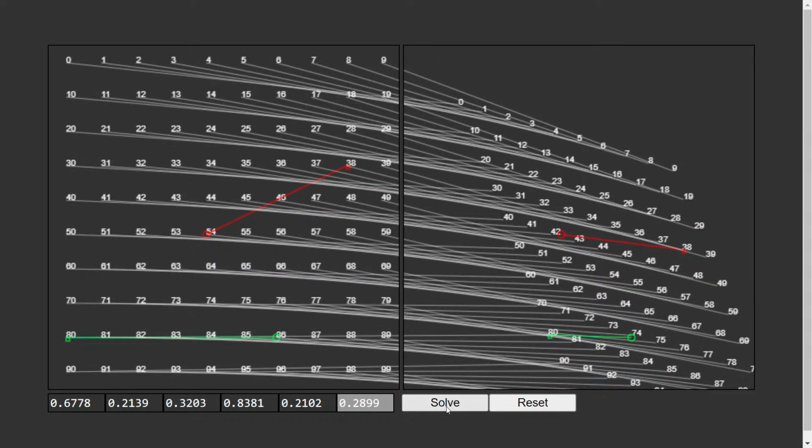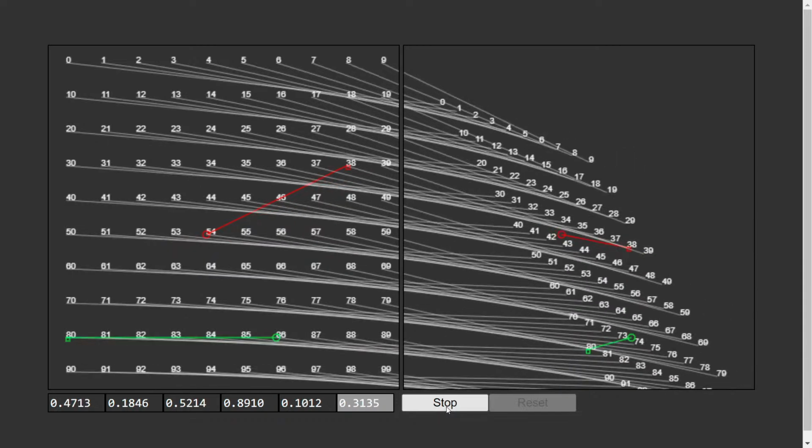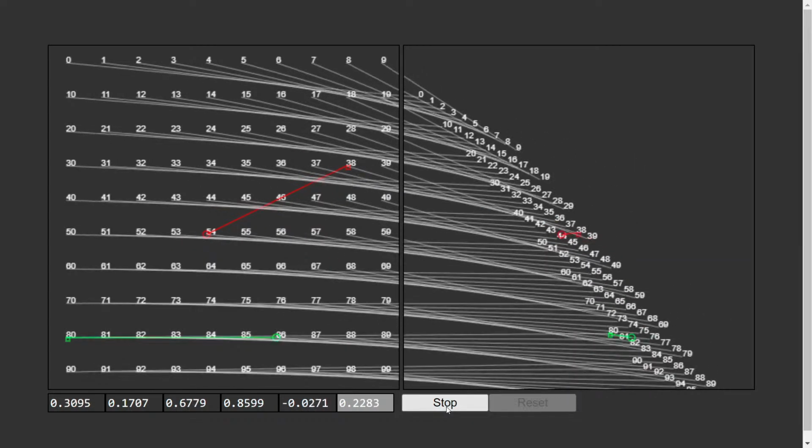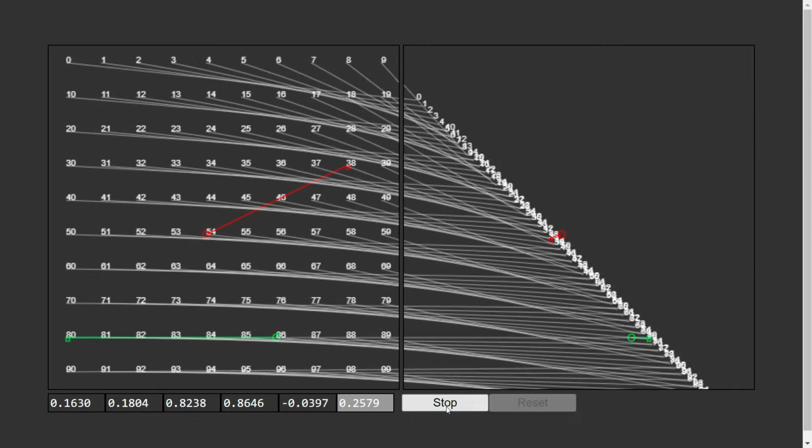Okay, so we got the diamond shape. And then, okay, and then it shears it.